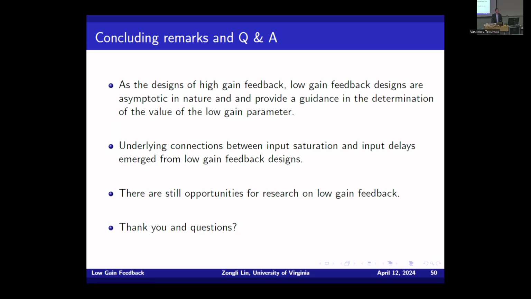Can I follow on his question? You have input saturation at the plant, and you're doing this low gain, high gain. What's the analog in the estimation problem? If I only want to build an estimator and the sensor saturates, like a low gain, high gain observer problem.